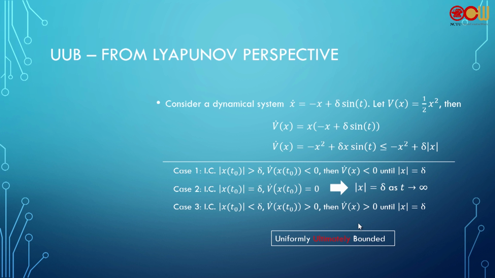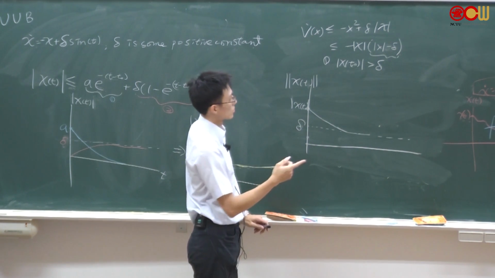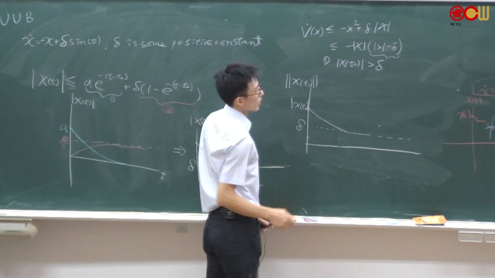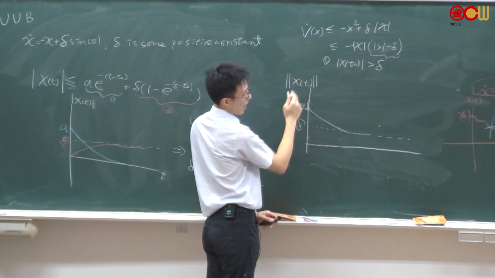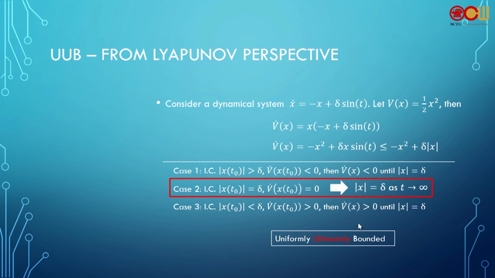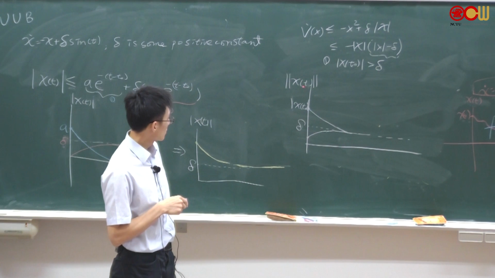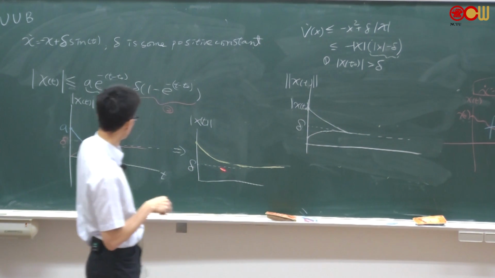Now go to the third case. If your initial condition is under this delta, it will increase, because this is negative and negative, so it's positive. V will increase, which means the x norm increases. It will increase until the second condition. So if you find that v dot is of this form, no matter what your initial condition is, the x norm will eventually converge to a constant, and that's the UUB case.